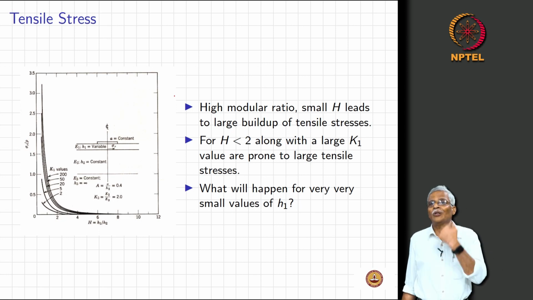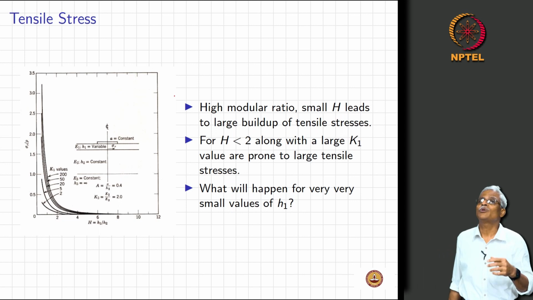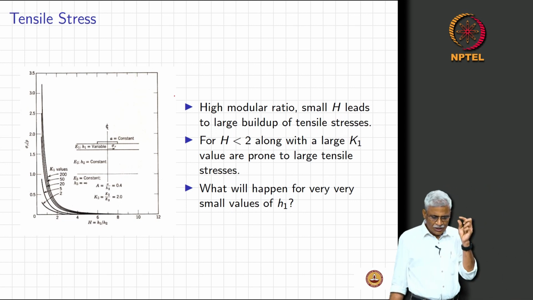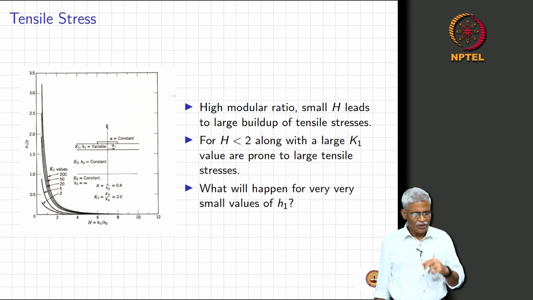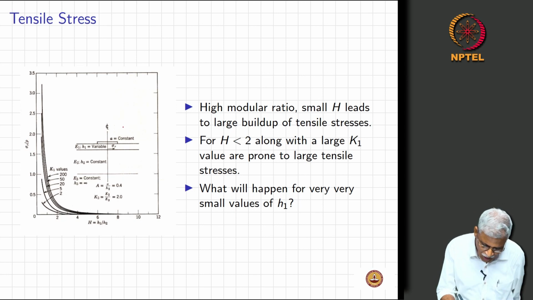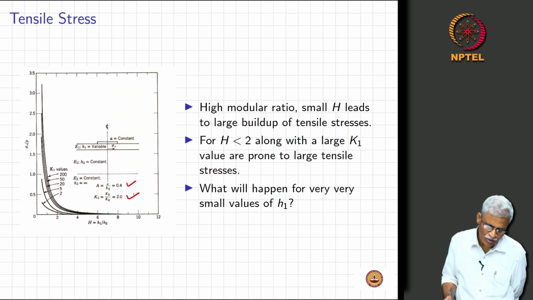Now, this also is going to tell you that if you are going to use a very high modulus value and a very small thickness, what will really happen? There will be a considerable buildup of tensile stresses. So, now take a look at this. E1, E2 is given, and H3 is infinity. These are some of the values that are being used here for different K1 values.